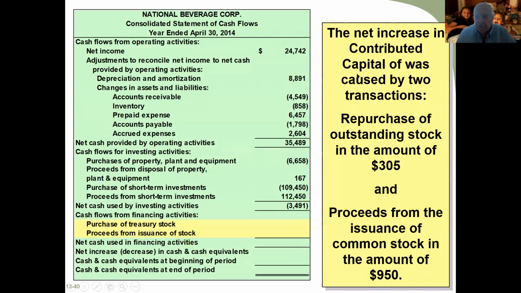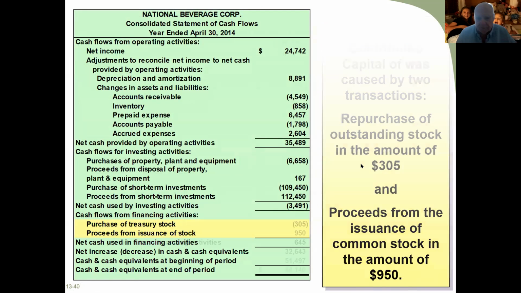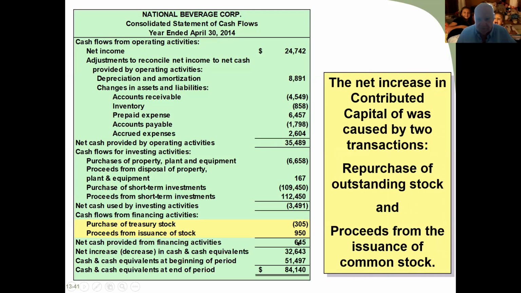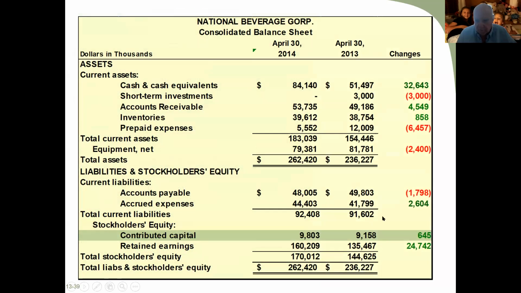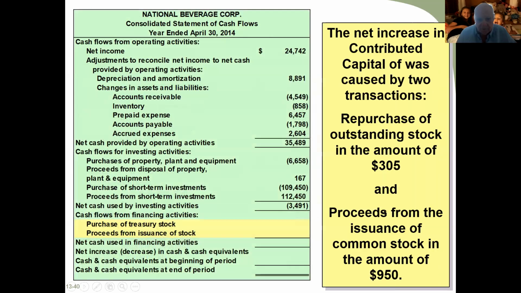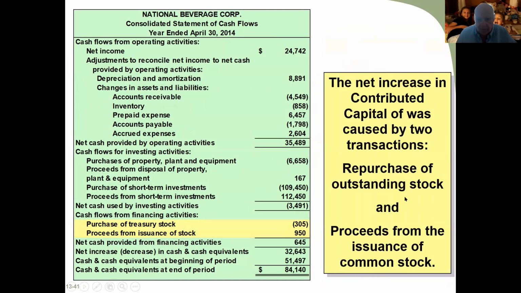The net increase in contributed capital was the result of two things. They repurchased some of their outstanding stock, known as treasury stock, and then they issued another 950 in shares. The net is the 645. The net increase is the 645 that we saw in the balance sheet right here. And continuing, we put that in, and look at this. We are done with this thing.